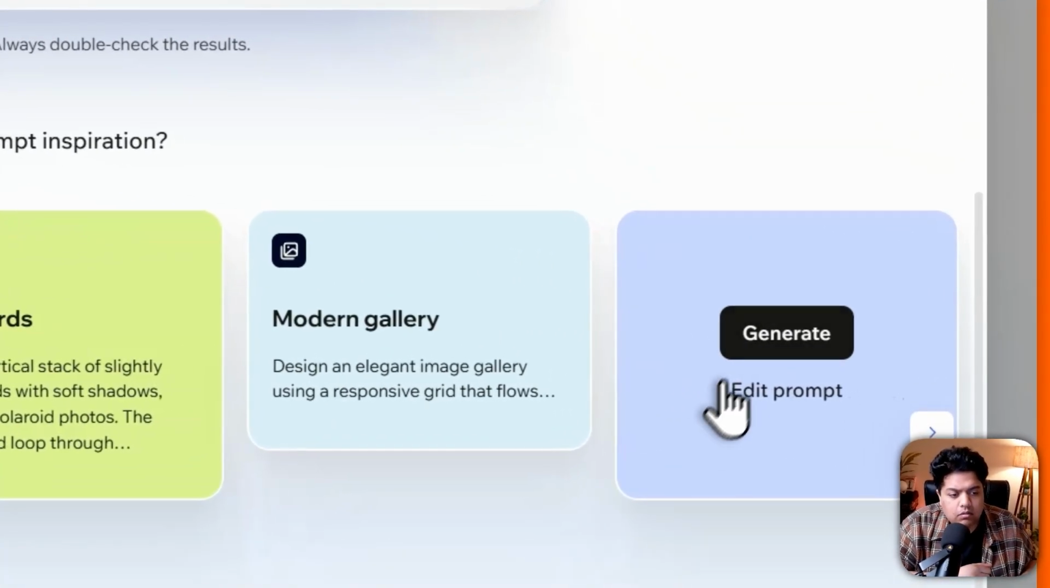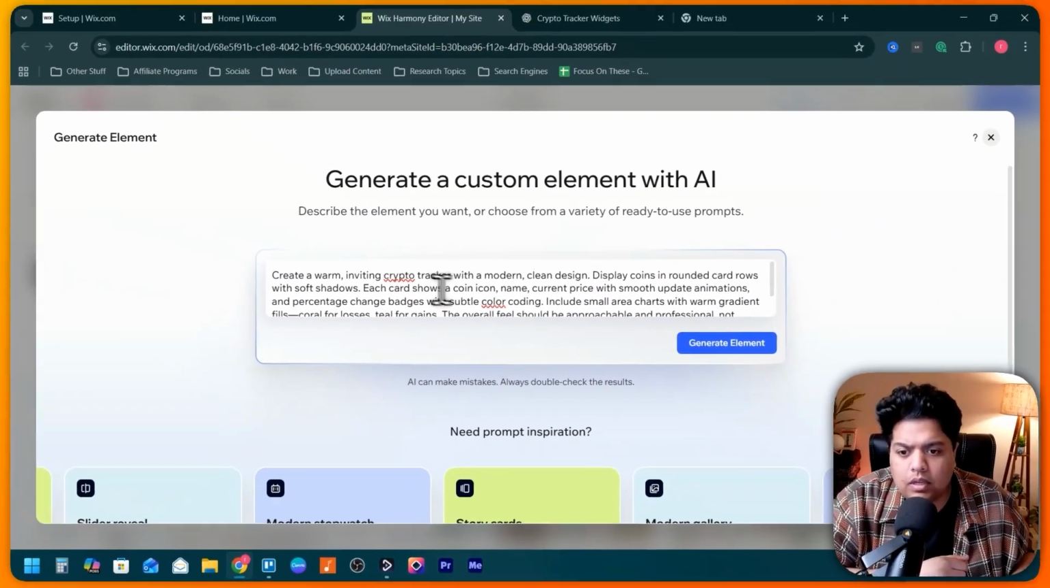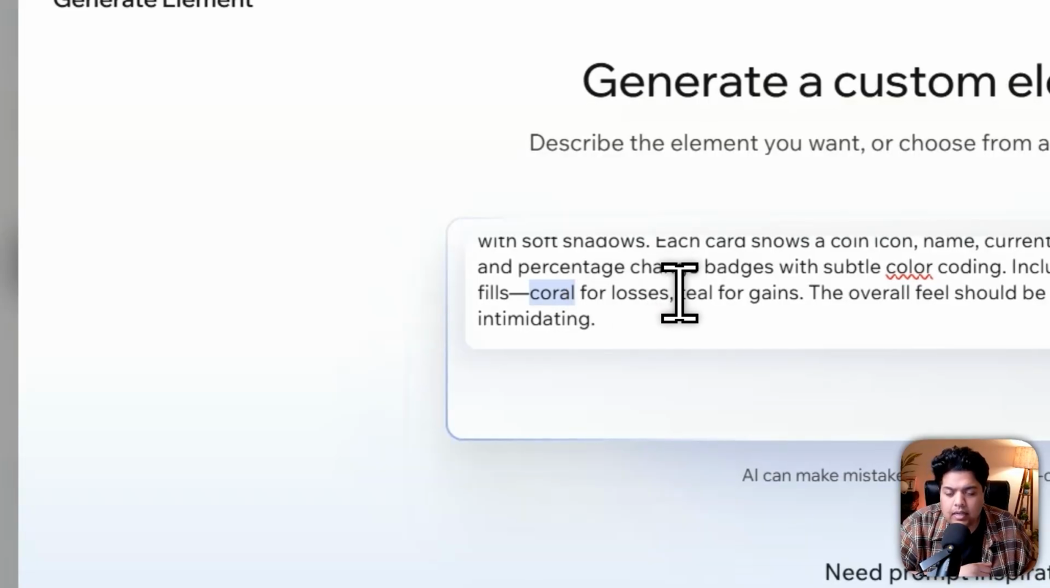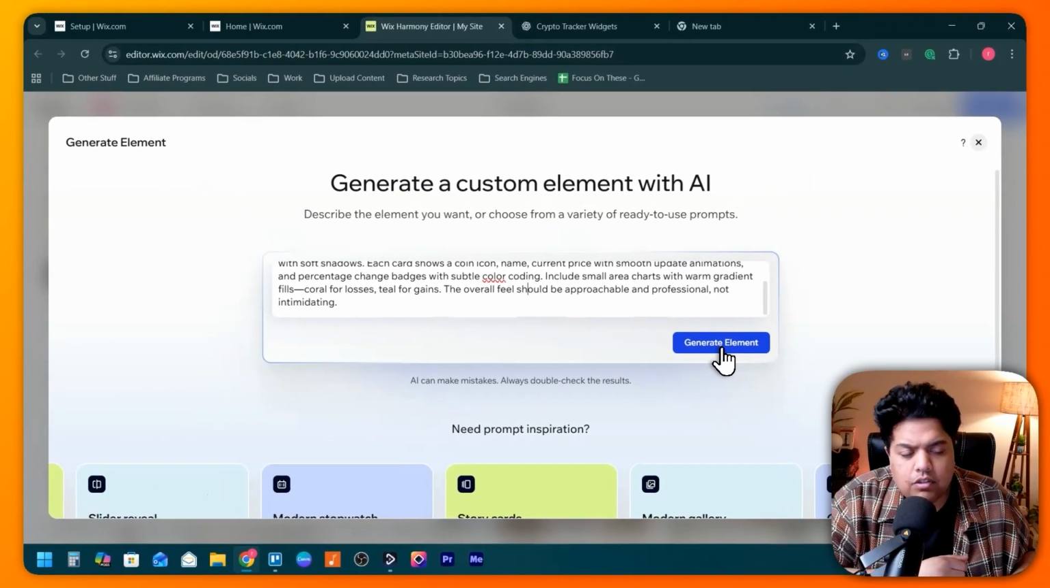But let's just go with this crypto tracker over here. You can edit prompt, and it's going to give you this whole prompt. You can change the colors inside it. So coral for losses, teal for gains. You can change the colors inside here. Then you just need to press on this generate element.